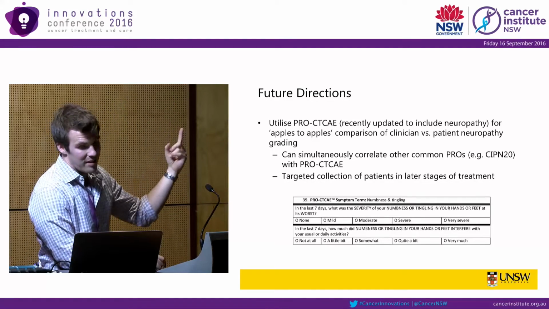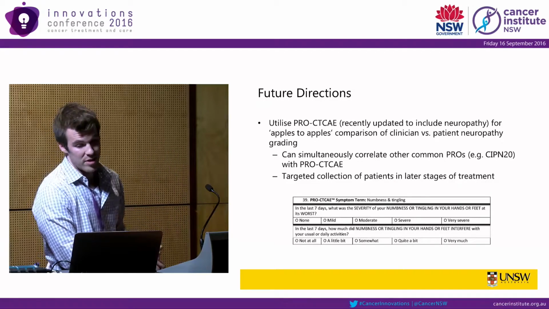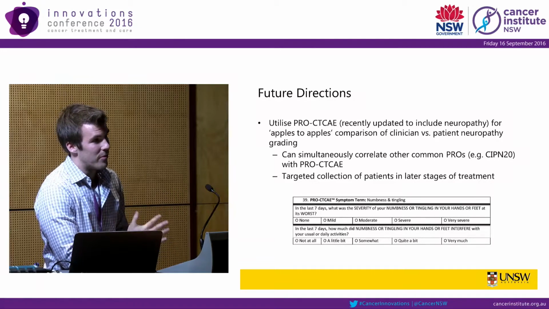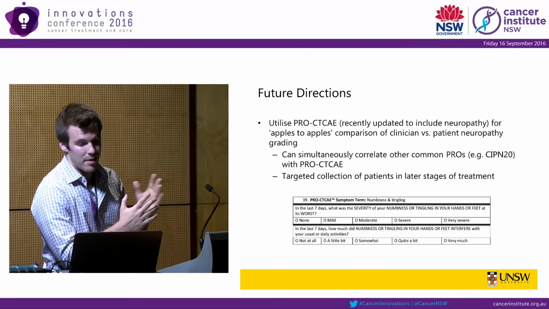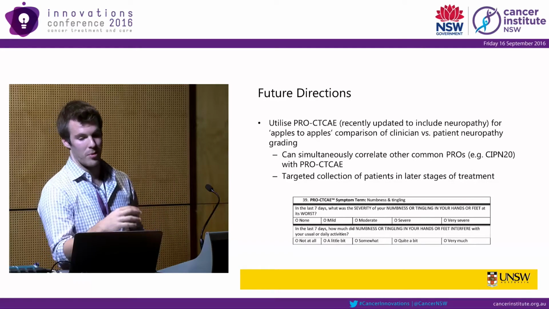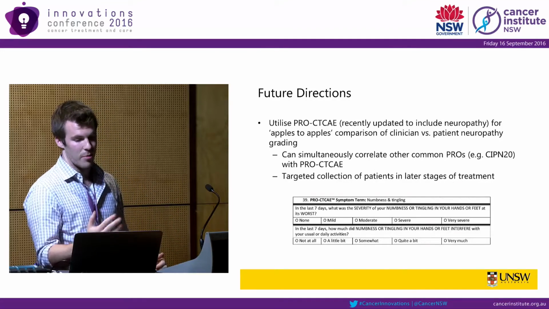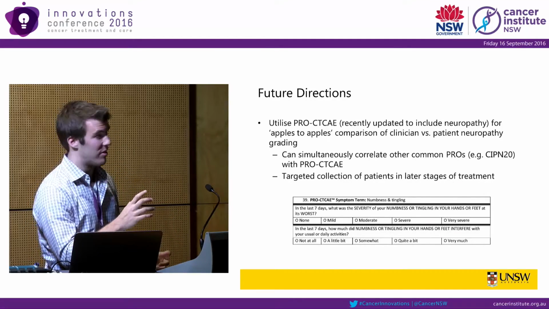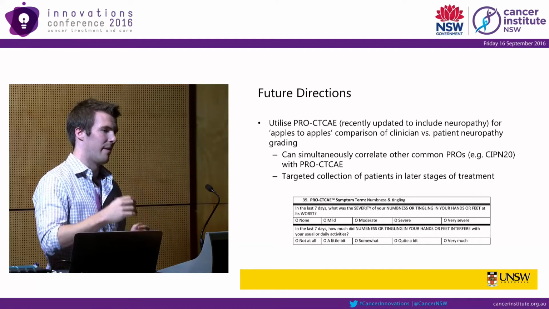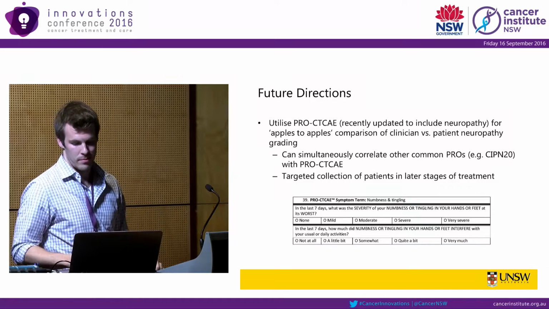The PRO CTCAE, so it's a 4-point grading scale, but a patient-reported outcome version, has recently been updated to include neuropathy, and this enables us to provide the first apples-to-apples comparison of clinician versus patient neuropathy grading, and also to correlate this with other common PROs that don't use the same 0 to 4 grading scale. And we're also looking to have a more targeted collection of patients in later stages of treatment, so we have a cohort of patients with increased severity of neuropathy.